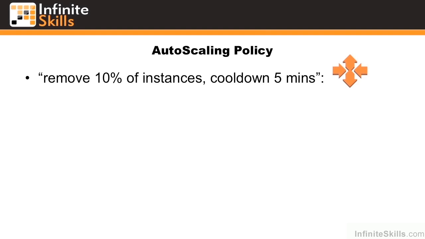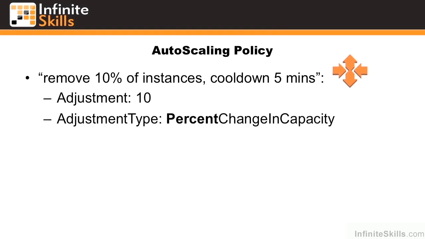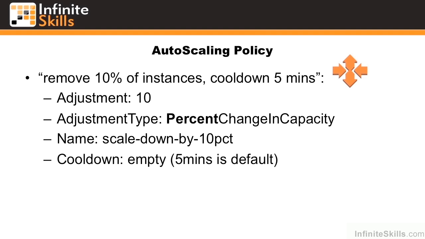Let's look at another policy where we may want to remove 10% of the instances with a cooldown of 5 minutes. Here we'd specify the adjustment as 10, and the adjustment type of percent change in capacity means that 10 is a percentage of the overall number of instances. For example, if we had 20 instances in our group and we scaled down 10%, we would lose 2 of those. The name could be scaled down by 10% for easy identification later, and the cooldown can be set to empty. 5 minutes is the default cooldown period.